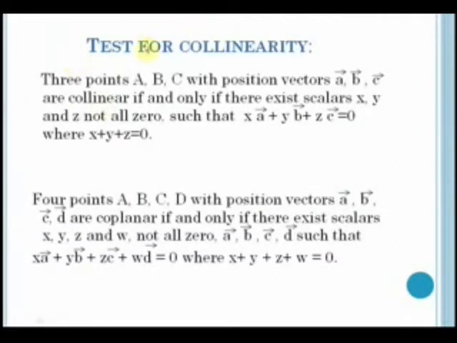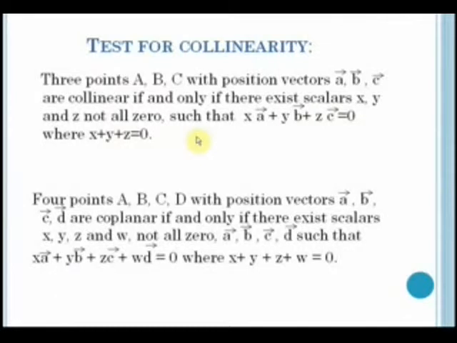Now the test for collinearity. In most of the problems we are asked to check the collinearity of points. So let's try to understand the test for collinearity. 3 points A, B, C with position vectors A, B and C are collinear if and only if there exist scalars x, y, z not all 0 such that x times A plus y times B plus z times C equal to 0, where x plus y plus z equal to 0.